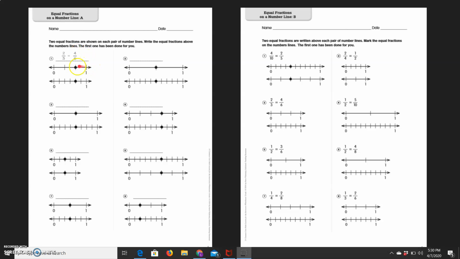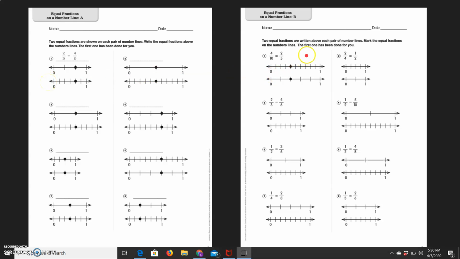And you look, these two lines, they are identical. The only thing different is how they've been broken into fractions, okay? So that's what makes these the same numbers, or they mean the same thing on the number line. So you can visually see them side by side, okay? So this is this page. You're going to do this type of problem for page A.